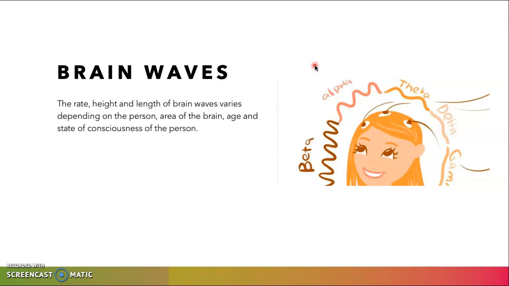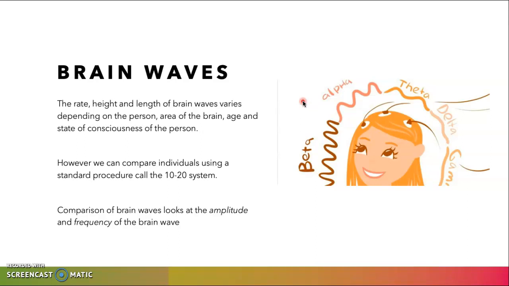The rate, height, and length of brainwaves varies, and it changes person to person, the area of the brain, your age, your state of consciousness, they all have an impact. But we can compare individuals using a standard procedure. It's called the 10-20 system, and it's about the placement of those electrodes. The main thing you need to know from this is that when we're comparing them, we're looking at the amplitude and frequency of a brainwave.